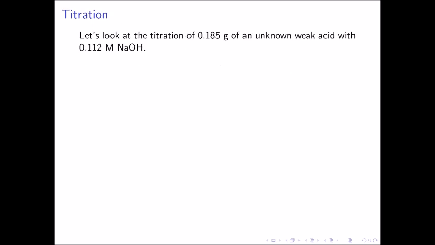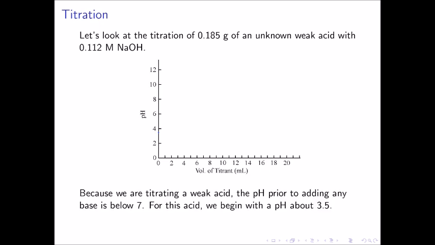As an example, let's consider the titration of 0.185 grams of an unknown weak acid with a 0.112 molar solution of sodium hydroxide. Because we are titrating a weak acid, the pH prior to adding any of the base is below 7. As can be seen by the blue dot on this plot, this acid has a pH of about 3.5 initially.